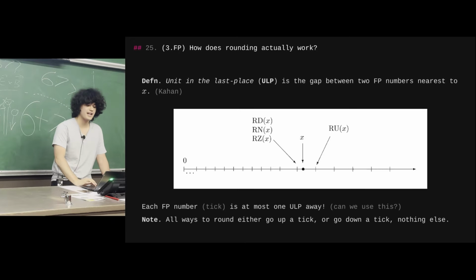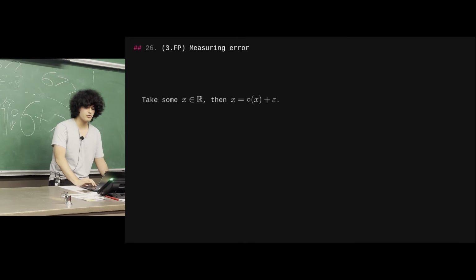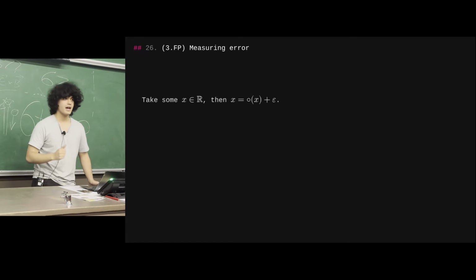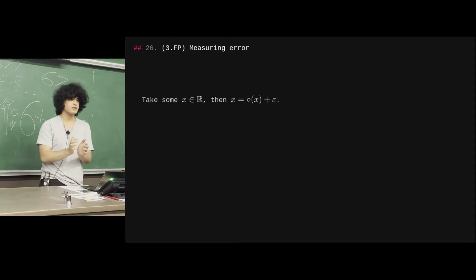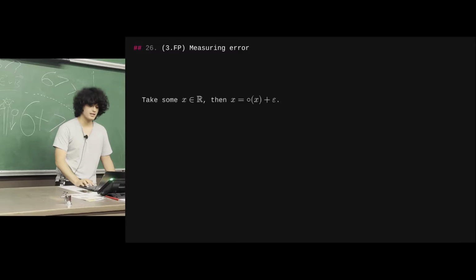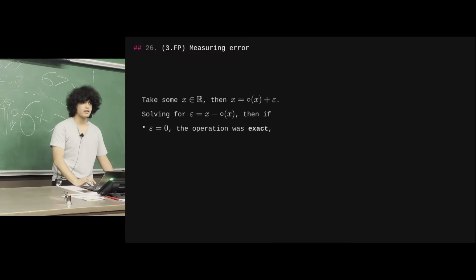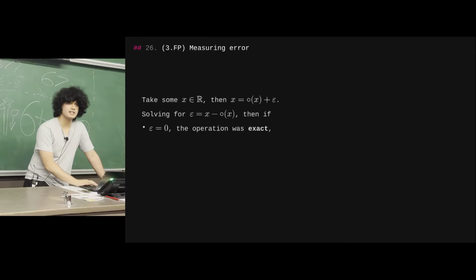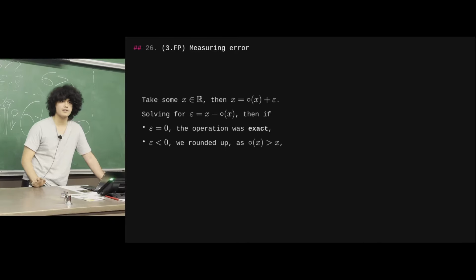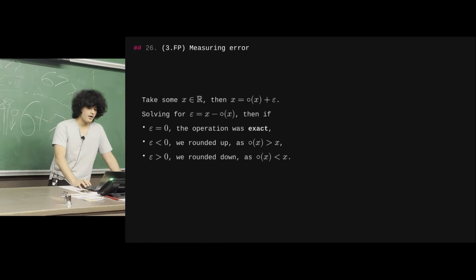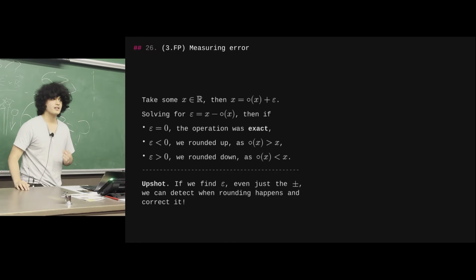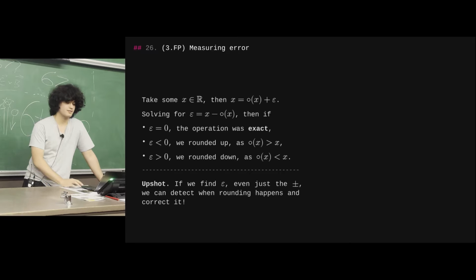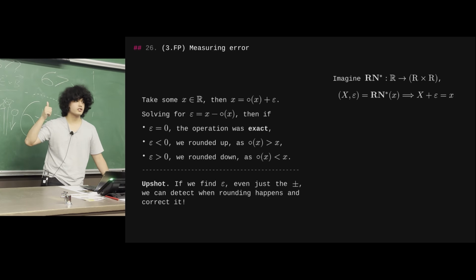So can we use this to our advantage? We're going to try and use this fact right now. We're going to try and derive something. Take some x, where x is a real number. We have that x is equal to its rounding plus some error. That just intuitively makes sense. If you solve for epsilon, if epsilon is 0, the operation was exact. If it's less than 0, we rounded it up. If it's greater than 0, we rounded it down. So what's the upshot? If we can find epsilon, even just the sign, since we only care about the sign here, we can detect when rounding happens and correct it. So imagine some function called rn star.